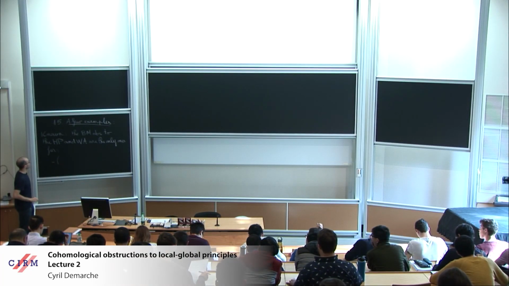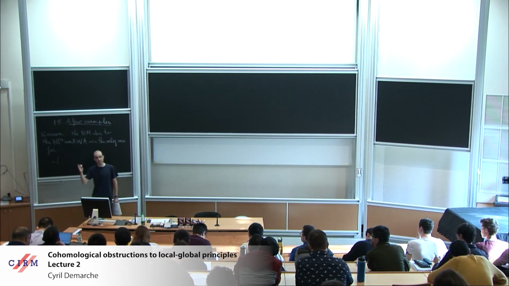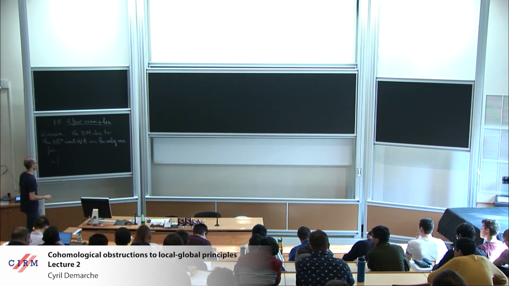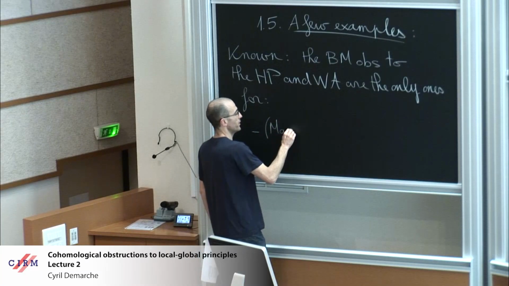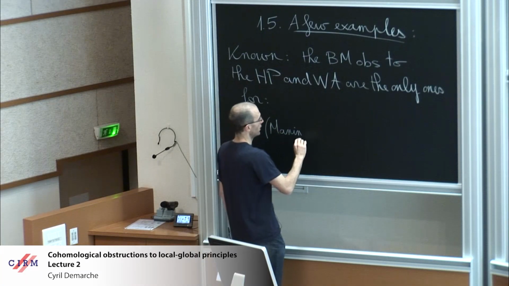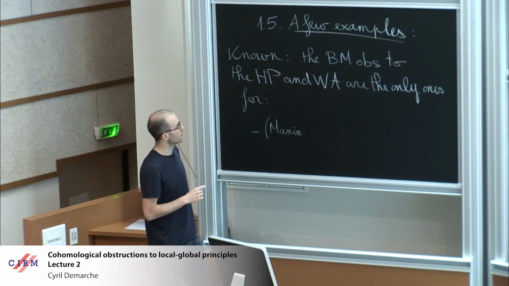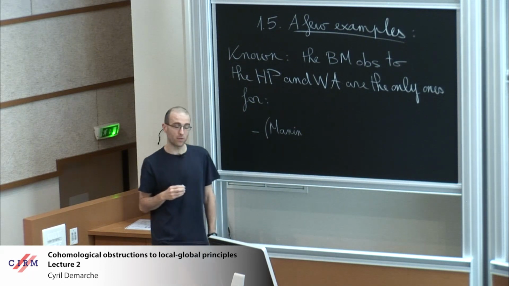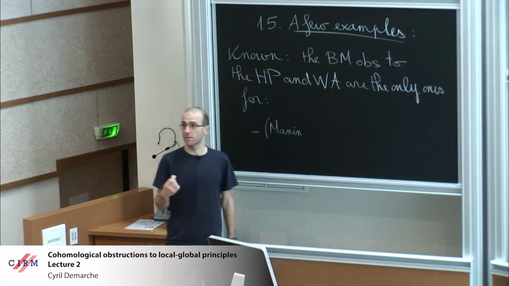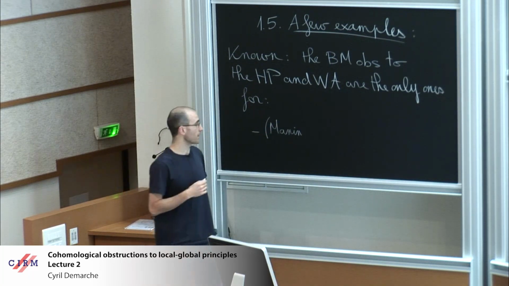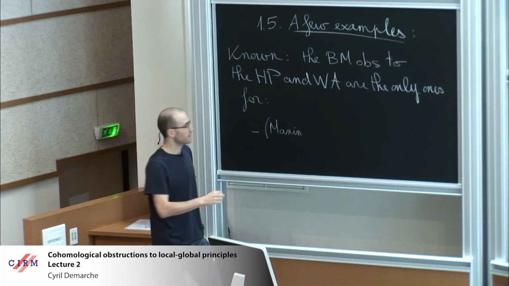First case I want to mention, I didn't say it yesterday, but the Brauer-Manin obstruction was introduced by Manin himself in 1970. And in this paper, he essentially proved that the Brauer-Manin obstruction to the Hasse principle is satisfied for instance for principal homogeneous spaces of abelian varieties. And we will explain the words in a few minutes.